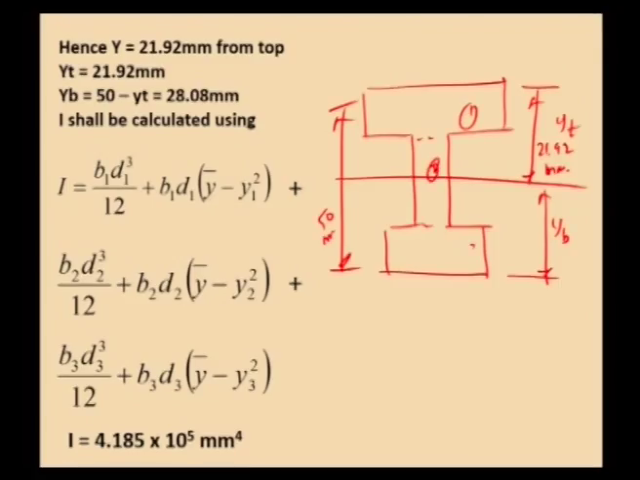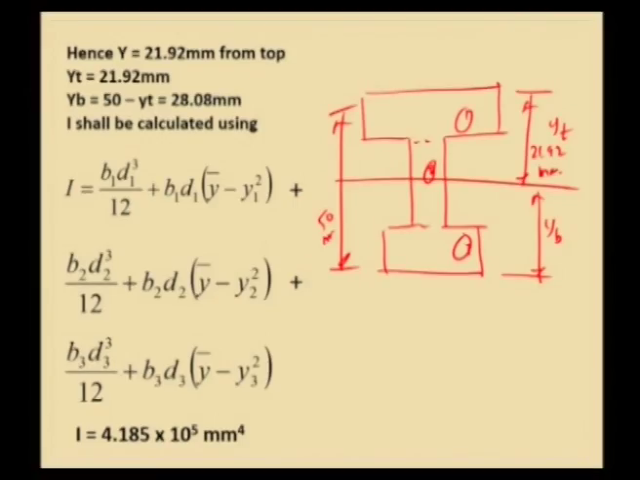Then moment of inertia shall be calculated using the formula. Say we have divided into 3 elements. So, for element 1 I self plus area into distance squared, for element 2 I self plus area into distance squared, and for element 3 I self plus area into distance squared. So, self moment of inertia will be b d cube by 12. So, accordingly I equals b1 d1 cube by 12 plus b1 d1 into (y bar minus y1) whole squared plus b2 d2 cube by 12 plus b2 d2 into (y bar minus y2) whole squared plus b3 d3 cube by 12 plus b3 d3 into (y bar minus y3) whole squared.